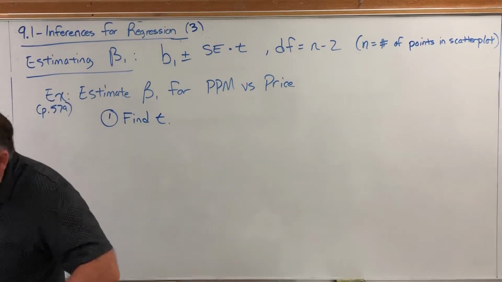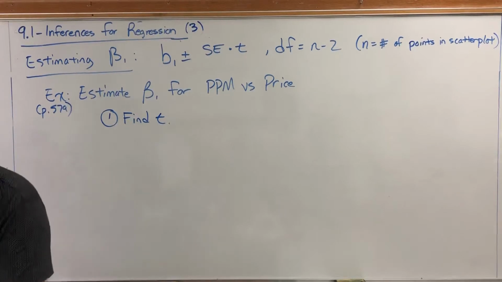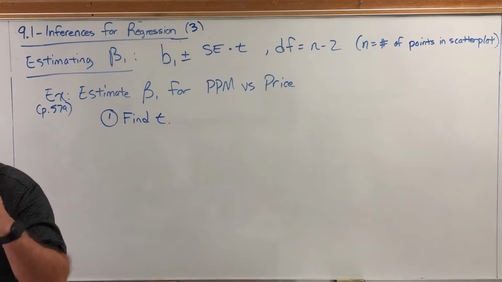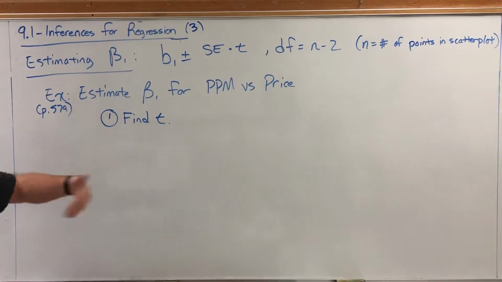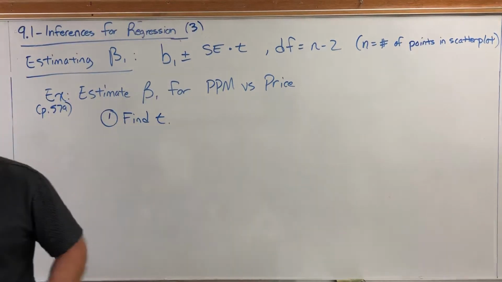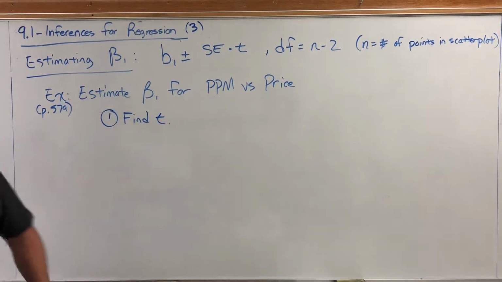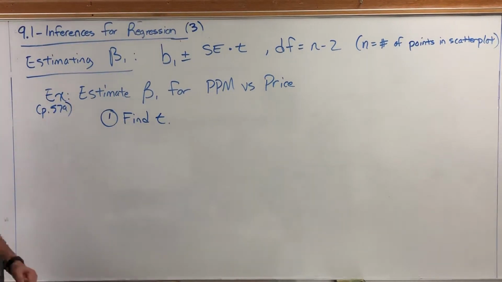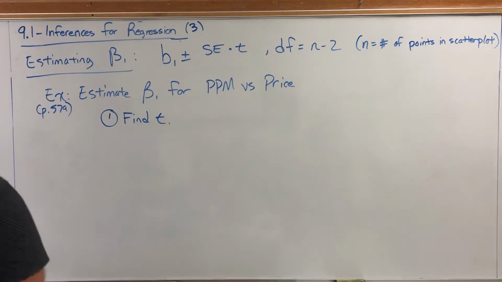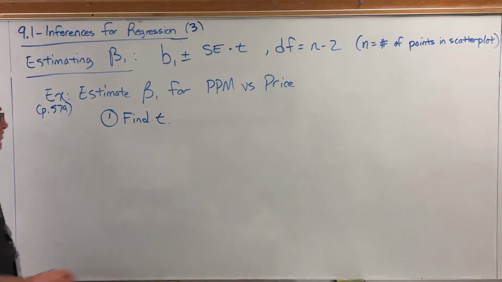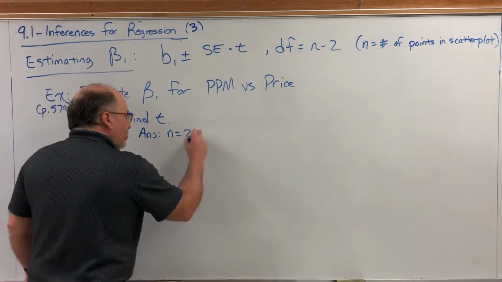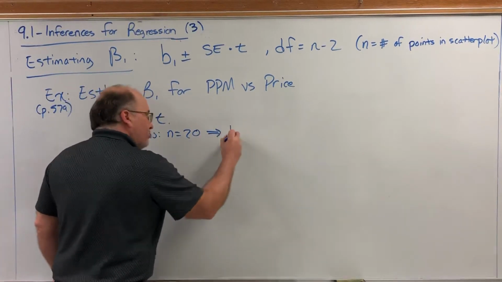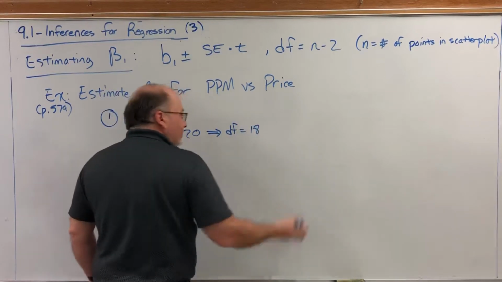Now, nowhere in the previous video did I mention how many ordered pairs there were in the computer output that was provided to us, nor was there any evidence in the computer output that would allow you to deduce the number of ordered pairs there were. However, back on page 577, they did list all the ordered pairs, and there were 20 of them. So we had n equals 20. This implies that the degrees of freedom is 18.